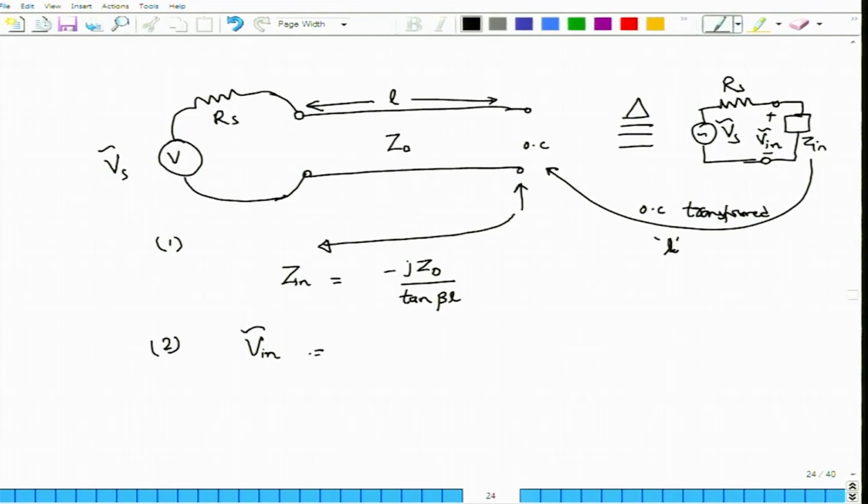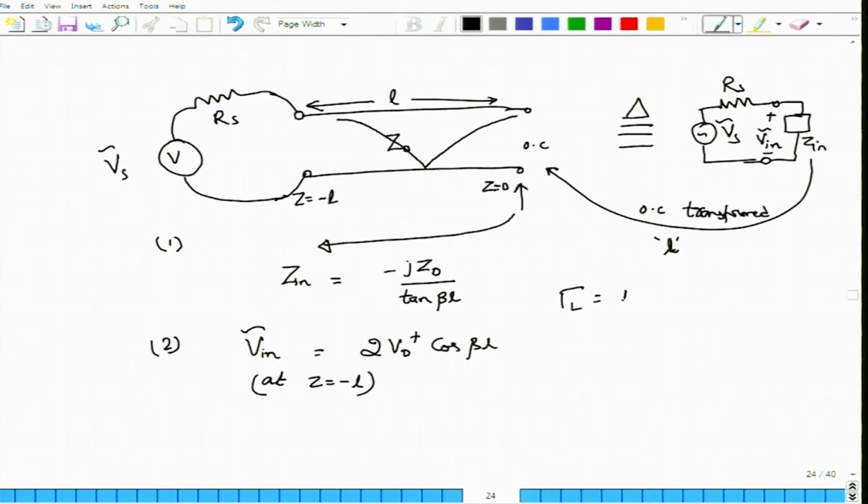Clearly this Vin we already know, this is the voltage that would exist here, and I know that voltage would go to a maximum and follow a magnitude of cos beta L kind of a thing. This voltage is measured at z equal to minus L, at which point we are connecting the load. So, z equal to 0 is the load position, the open circuit, and z equal to minus L is where I am connecting the source. So, this Vin is given by 2 V0 plus cos beta L. I hope you are not wondering why I got this expression. Here gamma L is equal to plus 1, gamma L being the load reflection coefficient.